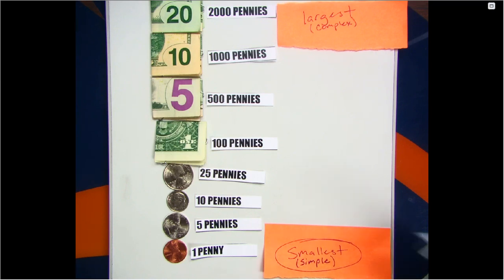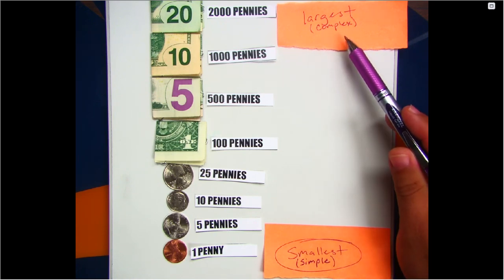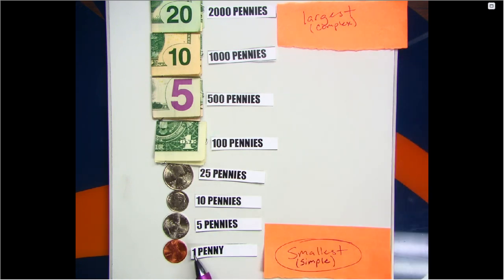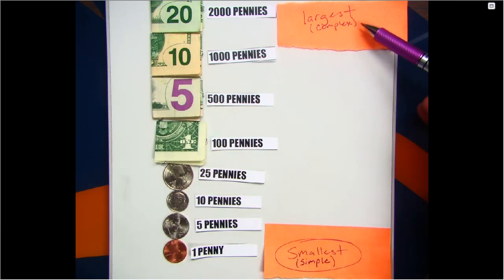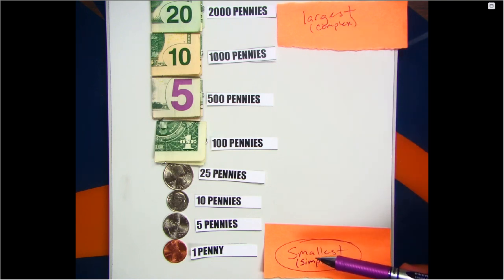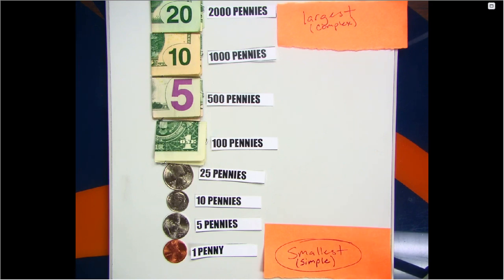If they ask you to organize them from the simple to most complex, well, they want you to go from the smallest to the largest, and vice versa. If they want you to go from the most complex to the simple, they want you to go from the largest to the smallest. This is how humans, this is how us, organisms, are organized as well.